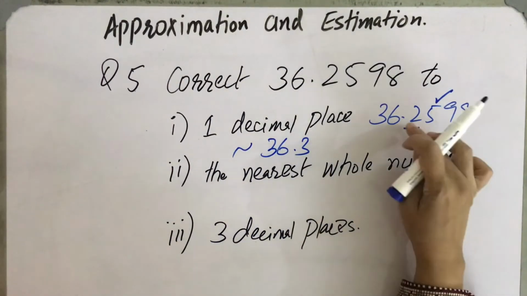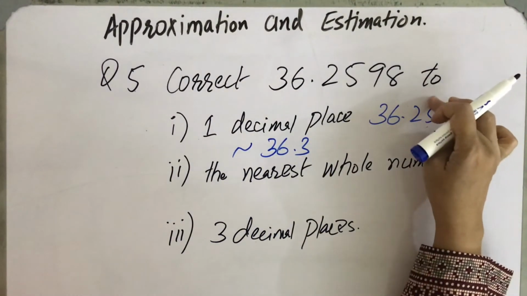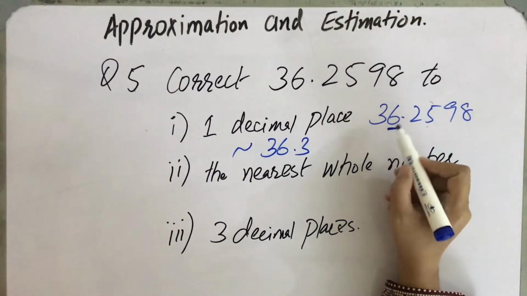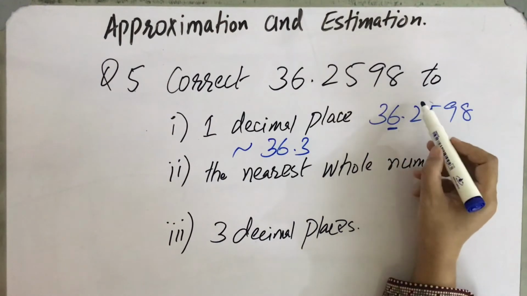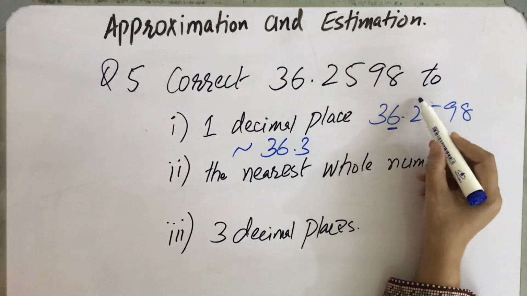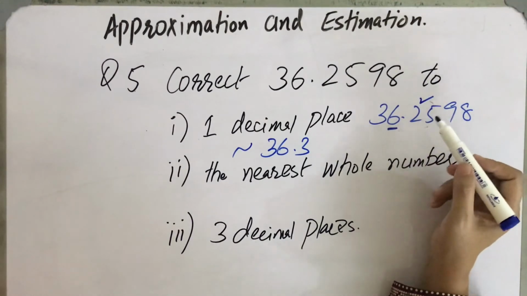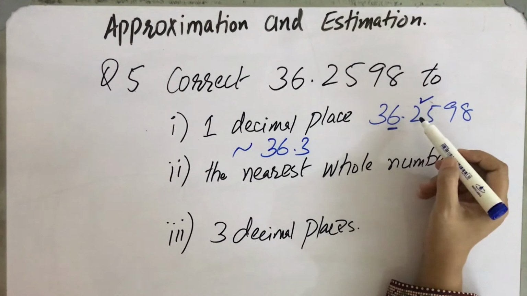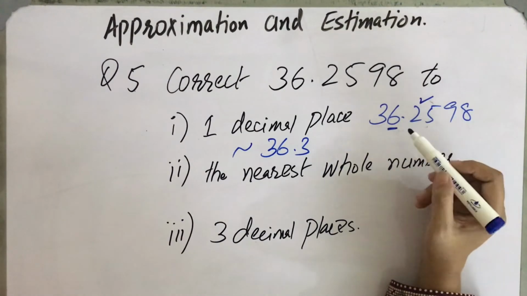Then the same number we are going to convert into a whole number. For a whole number we read the last number before the decimal. This is 6 and we have to underline the last digit before the decimal and we have to study the first digit after the decimal. This is basically 36 point something. This something will decide whether it is 36 or going to become 37.